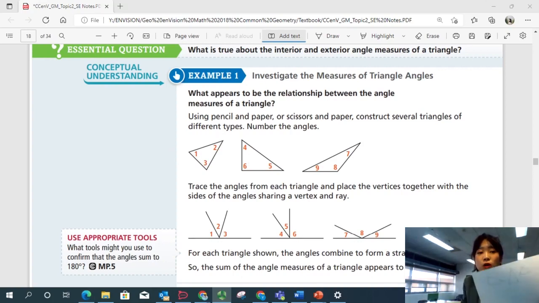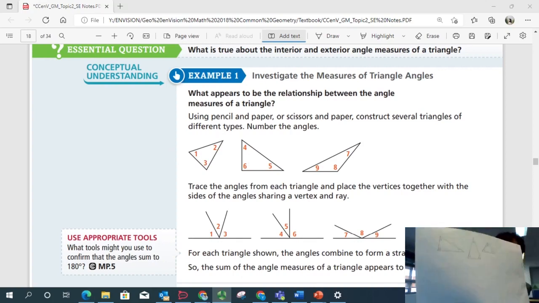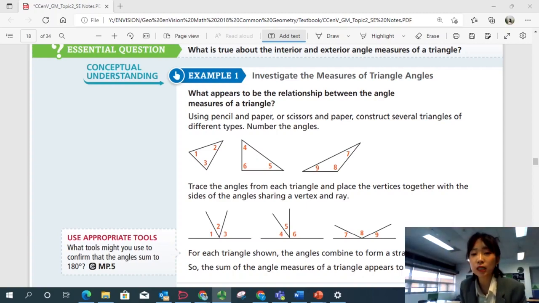Okay, so I labeled my interior angles of the triangles like this. Give them unique numbers. You're going to trace the angles from each triangle and place the vertices together with the sides of the angles sharing a vertex and a ray. So you'd have to cut out the triangles.